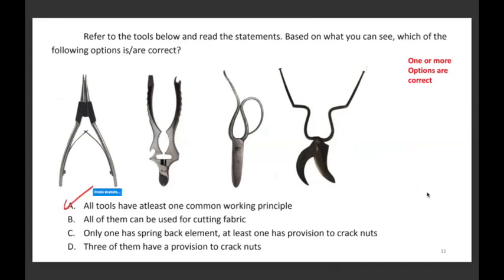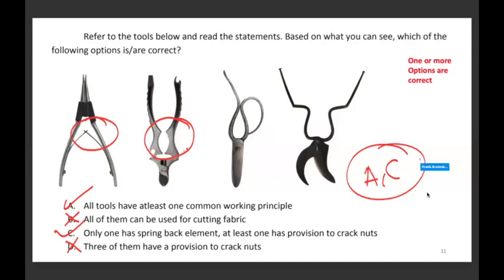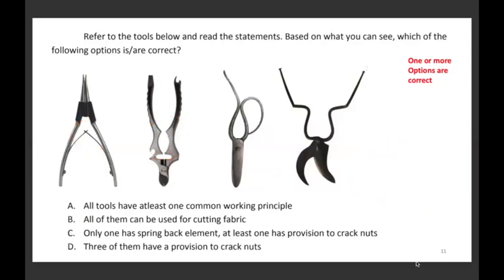A is correct. B, all of them can be used for cutting fabric. No, actually you cannot. You can just use 1 or maybe 2 max for cutting fabric, makeshift arrangement kind of thing. Next, only one has a spring back element and at least one has a provision to crack nuts. So this one has a provision to crack nuts and this one has a spring back function. So yes, C is correct. 3 of them have a provision to crack nuts. No, this is not true. Only one has it. At least one, this guy has it. So A and C both are correct here. Okay, move to the next one.